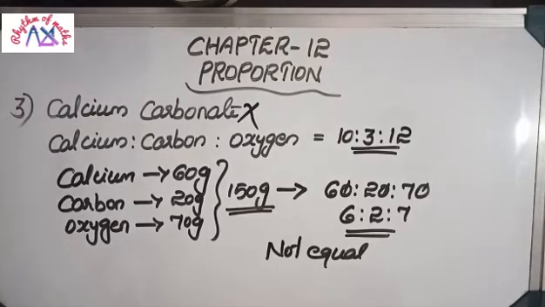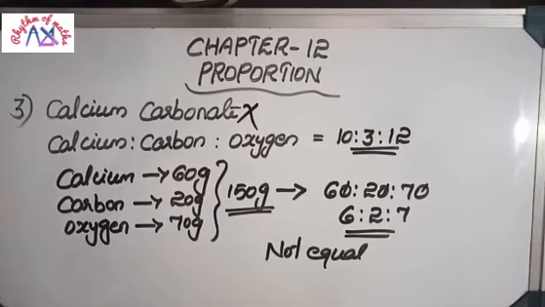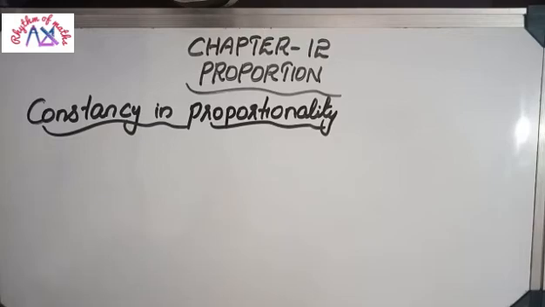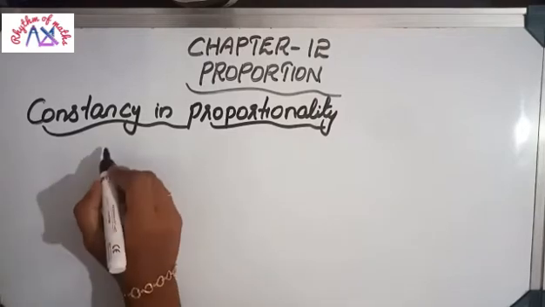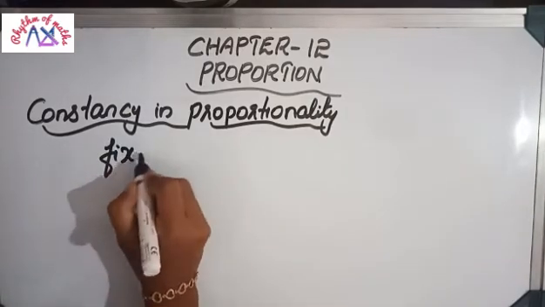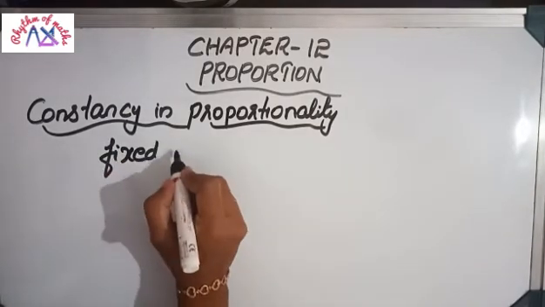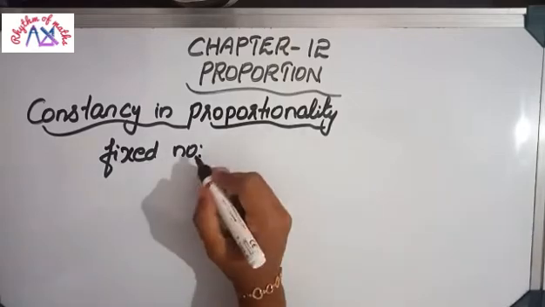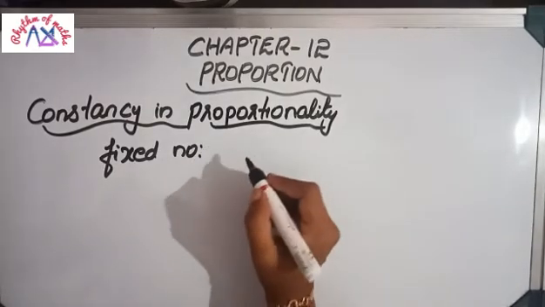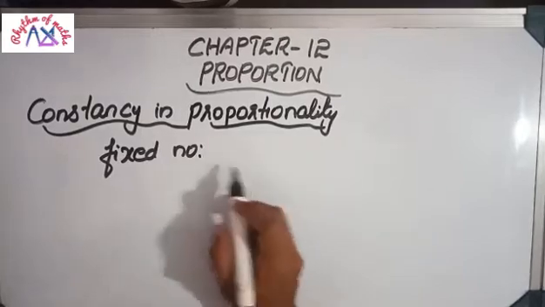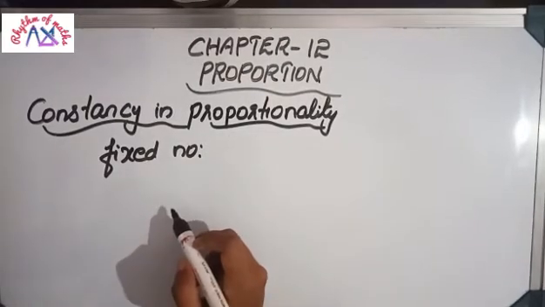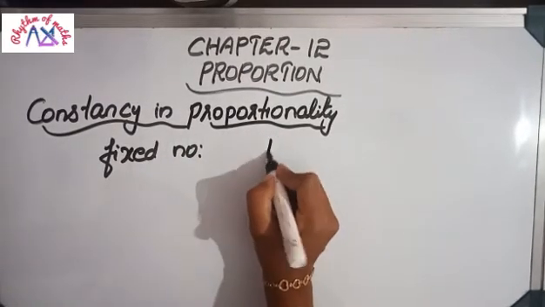Now let's move on to the next subheading. Next subheading is constant of proportionality. That means the fixed number occurring in the equation of proportional change. That fixed number is known as the constant of proportionality, and that is denoted by K.